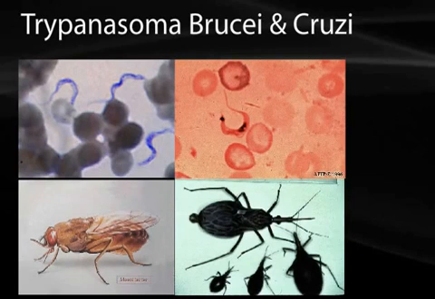Here's a clinical picture of Trypanosoma brucei and cruzi. You can see here the reduviid bug on the bottom right is this big, ugly thing that we get it from its feces after it bites us.